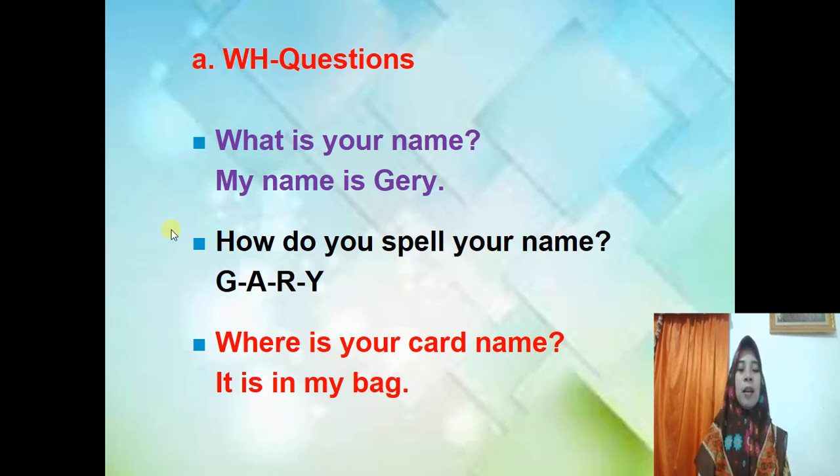So for example, how do we practice intonation well? For the first sentence, what is your name? My name is Jerry. Then the second sentence, how do you spell your name? G-A-R-Y. The second sentence is also spoken with falling intonation. The example number 3: where is your cat? It is in my bag.